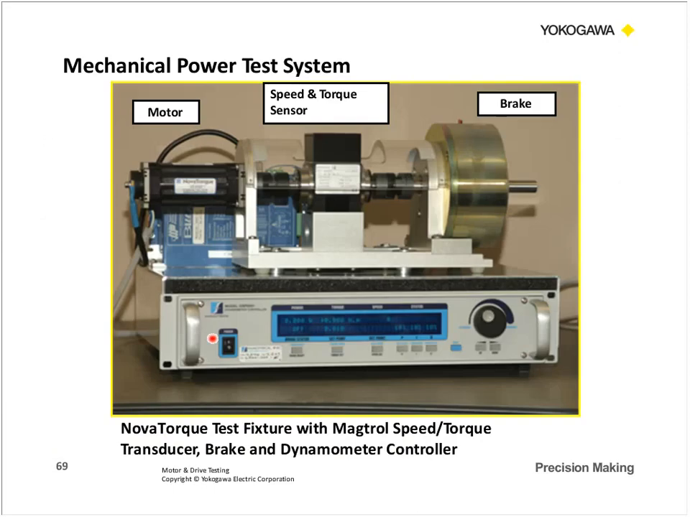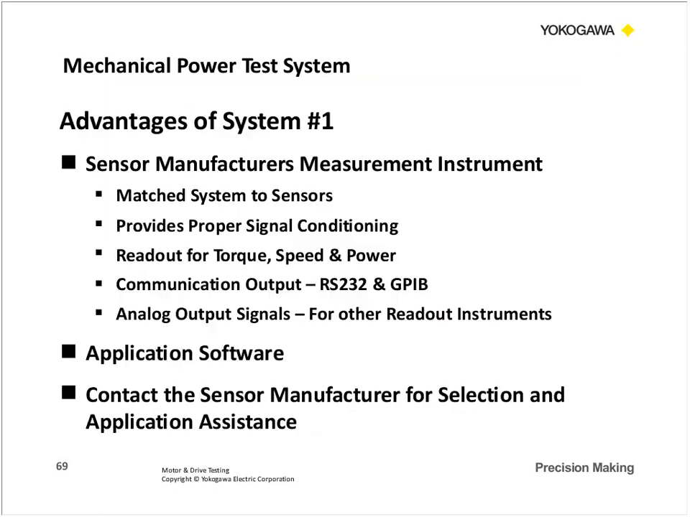So this could be, you know, a mechanical power test system. This was one we took a picture of from Novatorque, using the Magtrol and their test fixture. They had their little motor back here and the speed and torque sensor. They had the brake up here where they can put the varying load on the output of that motor. And then through the signal conditioning of the electronics here, they get the mechanical power measurements.